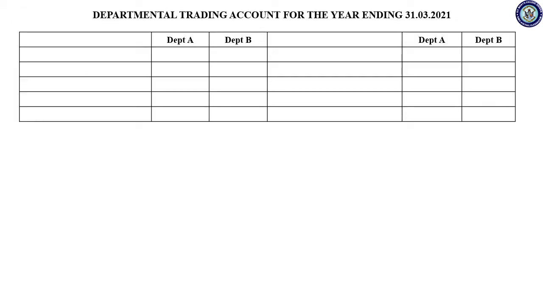After that, you have to calculate the ratio. Sorry, you have to calculate the gross profit, because you have to remove the stock reserve. I think we solved one problem regarding this, right? To remove the stock reserve, we calculate the gross profit rate. So first we will prepare the trading account, and after ascertaining the gross profit, we will calculate the gross profit rate. Draw the lines.